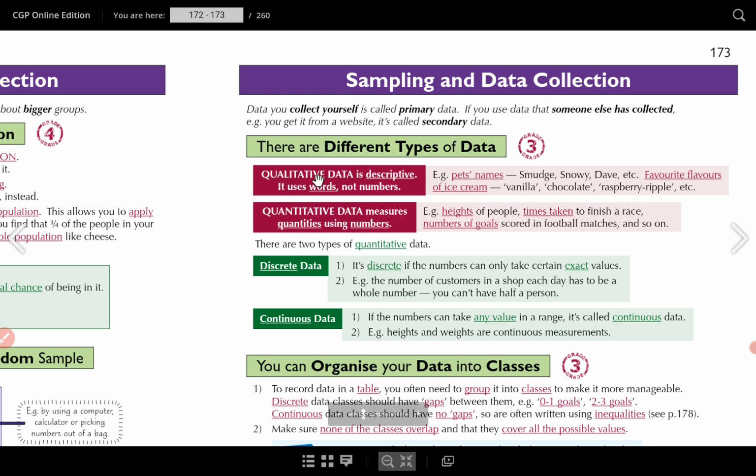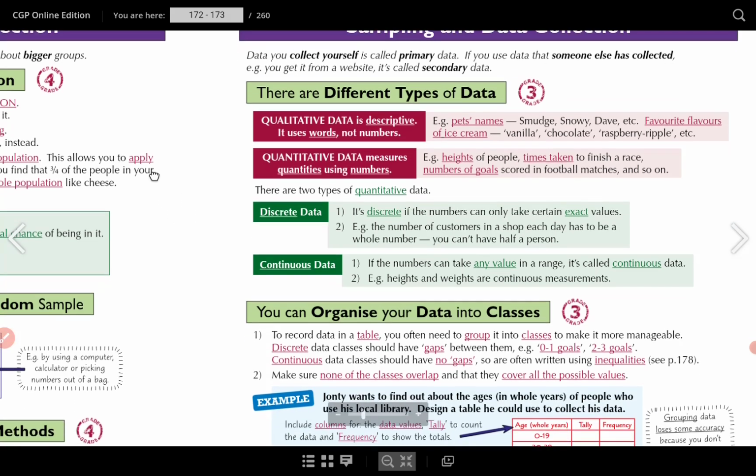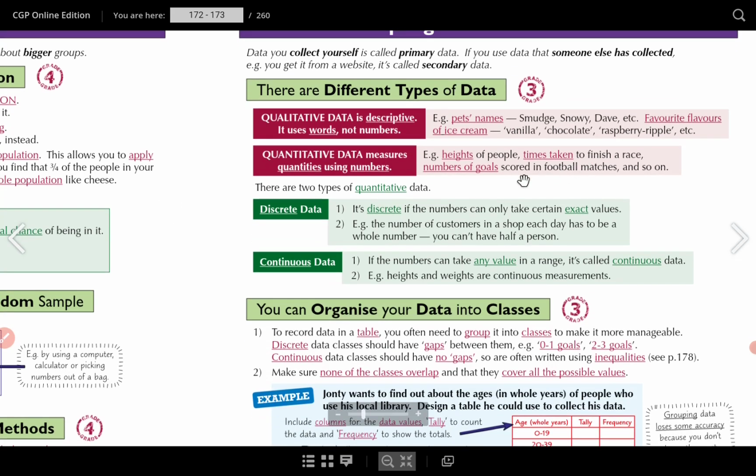For instance, qualitative data, usually this one is descriptive. It uses words and not numbers, okay? And then you have quantitative data, which measures quantities using numbers, okay? So that's the difference between the two, okay? And here these are put in a way that they are easily understood, okay?